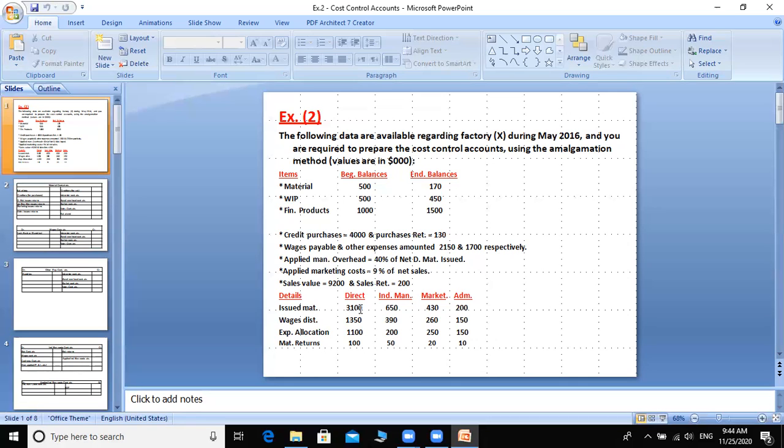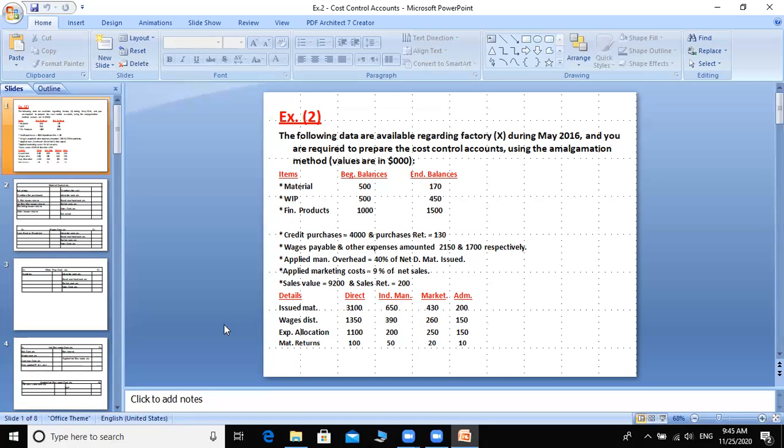Then I have material return. I issued 100, but there is a return of 100. I issued 650, but there is a return of 50. I issued 430, but there is a return of 20. I issued 200, but I have a return of 10. Pay attention to how to prepare my accounts.